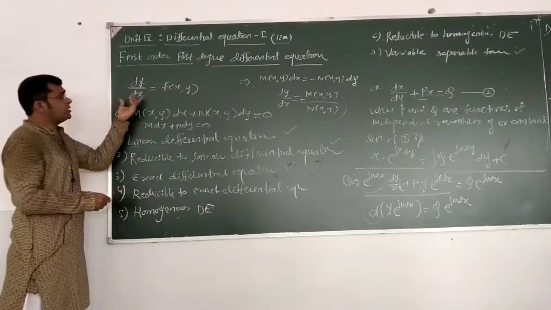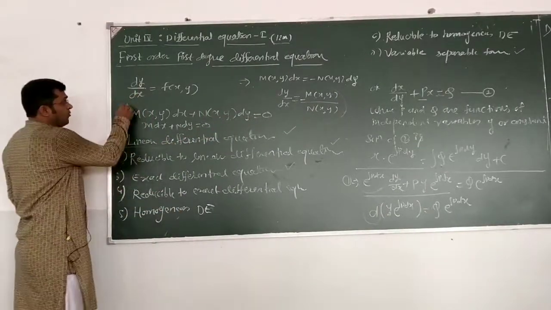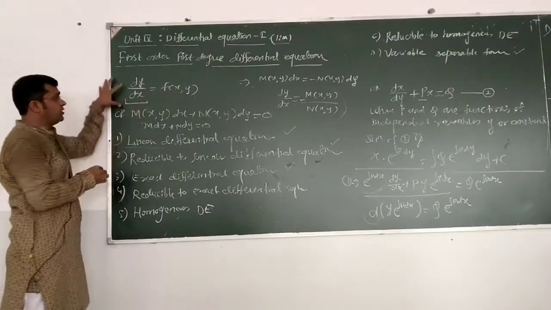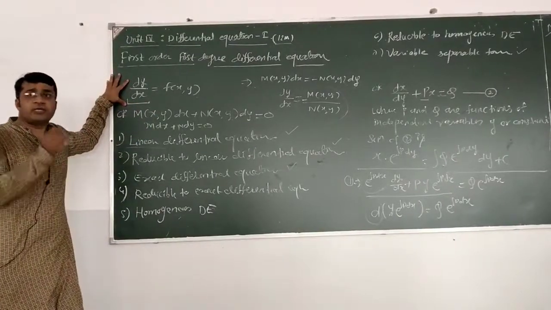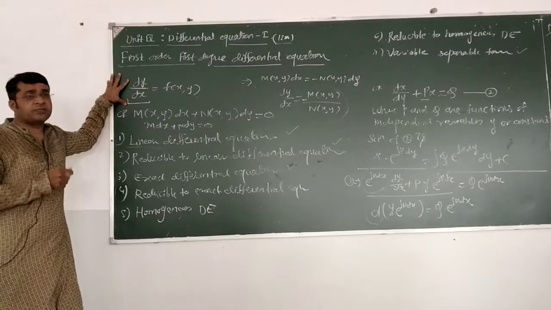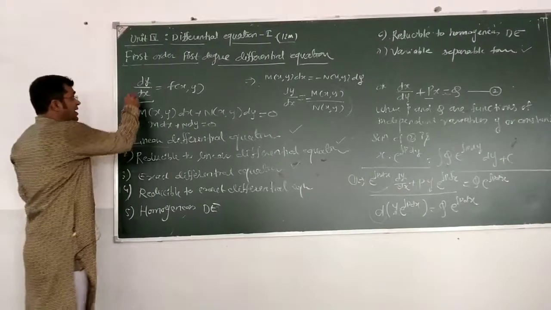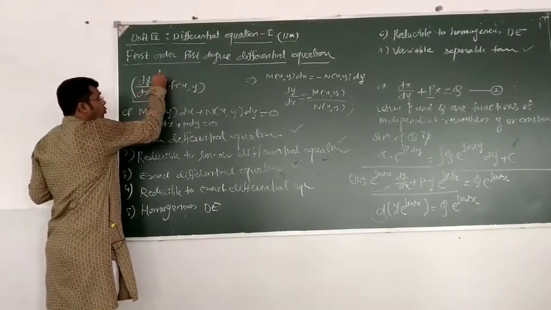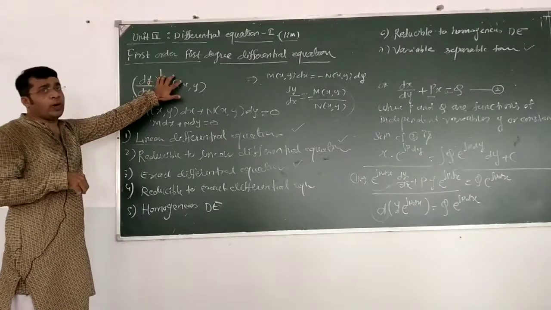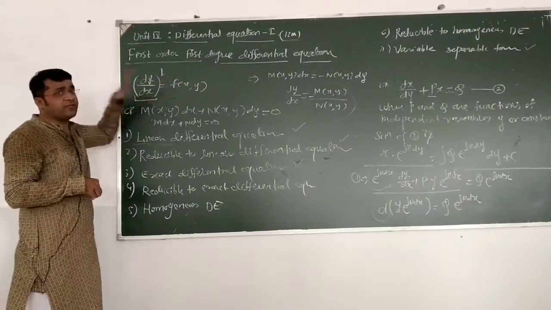Why is it called first order, first degree? If you see, we have a first order differential coefficient. The highest order differential coefficient is first order, therefore it is called first order, and the exponent of this is 1, therefore the degree is also 1 here. So this is the first order, first degree differential equation.